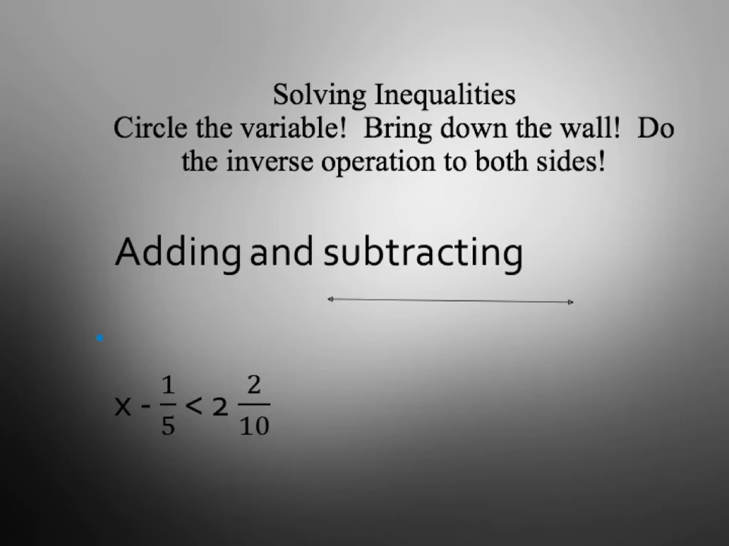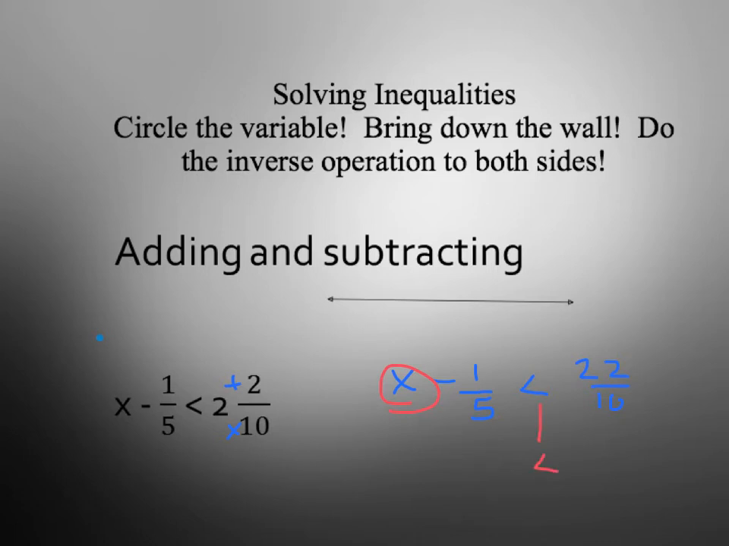Okay, I'm going to rewrite this over here as x minus 1/5 is less than, and I'm going to go ahead and change this into an improper fraction. 10 times 2 is 20, plus 2 is 22 tenths. All right, you know the drill. You circle your variable, bring down my wall with my less than sign.